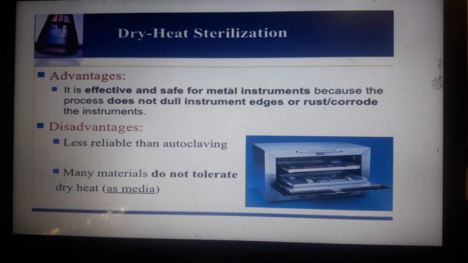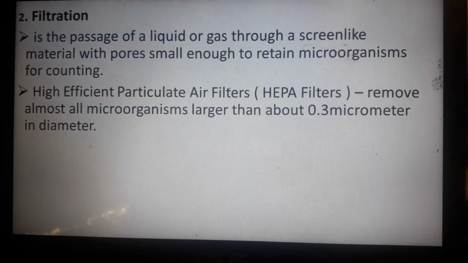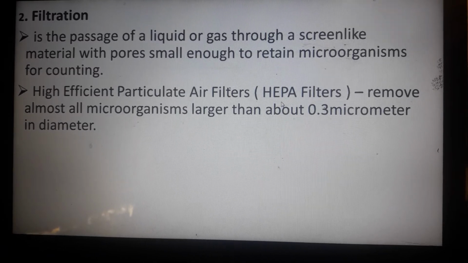Example, dull instrument edges or rust will corrode instruments. So before you do the dry heat sterilization process, you have to check the metals if they have rust. So filtration is the passage of liquid or gas through a screen-like material with pores small enough to retain microorganisms for counting. So we have the high efficiency HEPA filter.